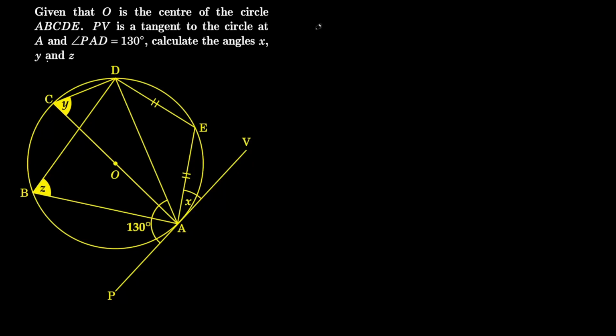I am going to be solving this problem based on the circle theorems that I have previously discussed on this channel. Here, O is the center of the circle ABCDE. PV is the tangent to the circle at A, and angle PAD is 130 degrees. So we are asked to find the value of X, Y, and Z.